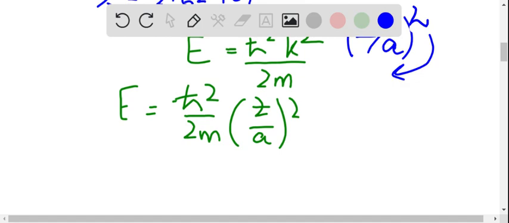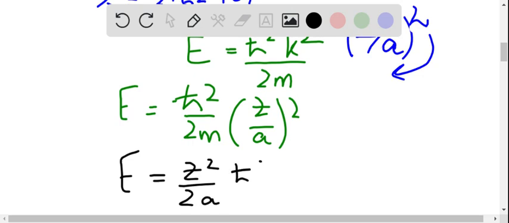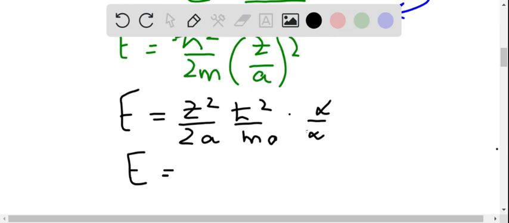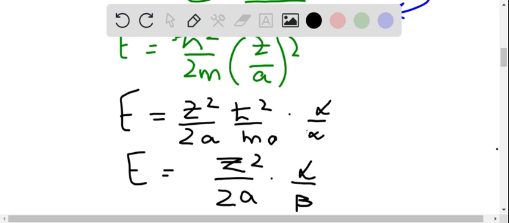Afterwards, what we are going to do is plug in the above values a little bit, so that we have E is equal to z square divided by 2a times h cross divided by m a into alpha divided by alpha, right? So that is the algebraic manipulation in this step. When we simplify it, we will get that E is equal to z square divided by 2a into alpha divided by beta, right?